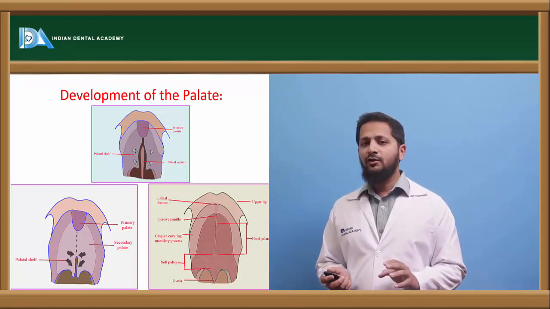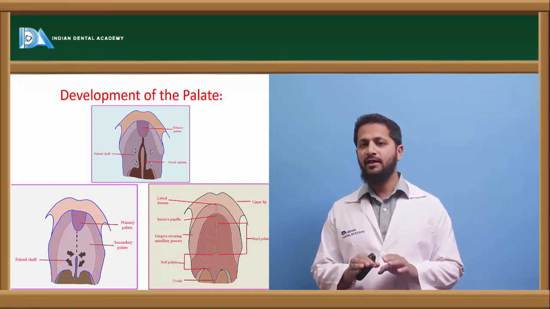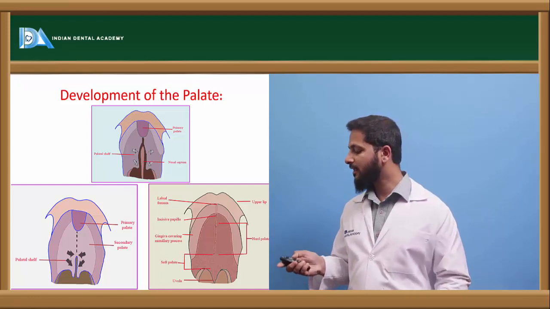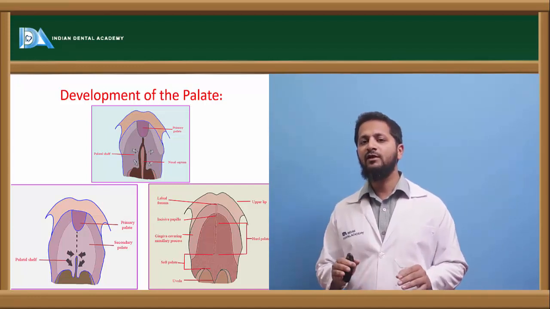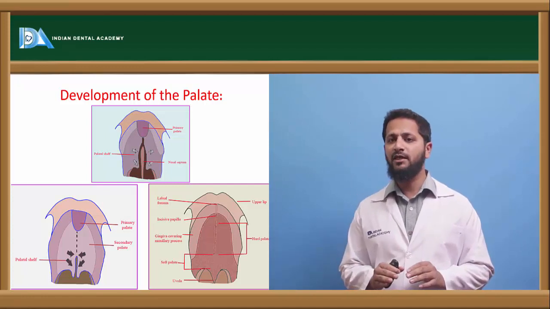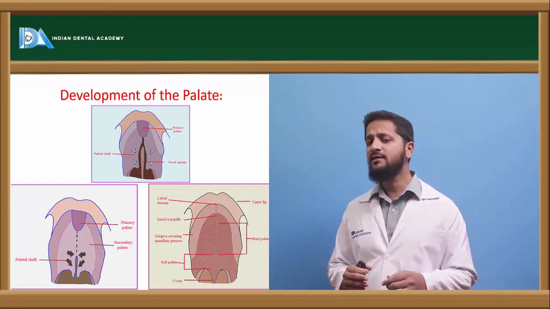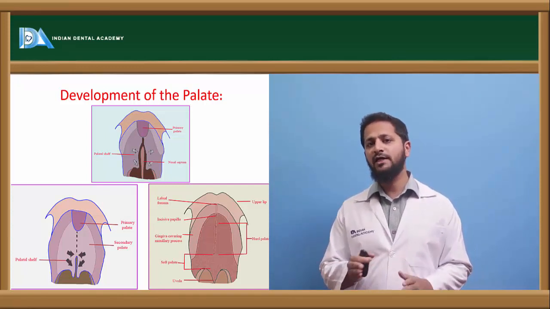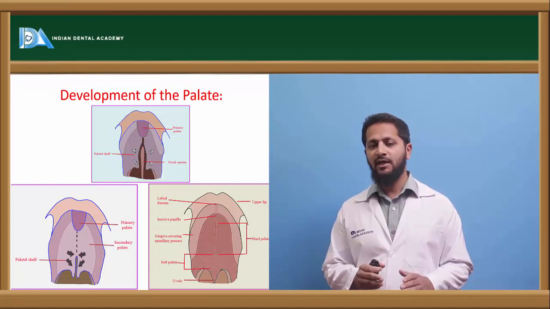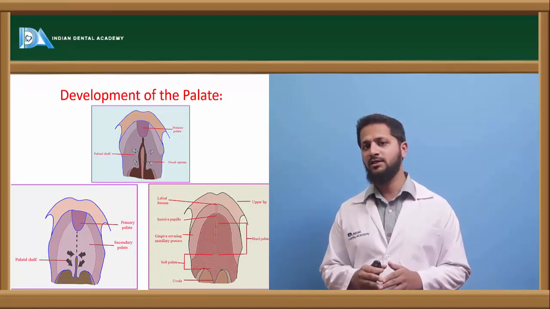By about the 7th week of intrauterine life, the palatal shelves start growing towards each other in a medial direction. But because of the presence of the tongue, the movement of the palatal shelves medially is prevented, and they start growing vertically downwards. Then, at around the 7th week of intrauterine life, there is a sudden transformation in the growth of the palatal shelves. They were growing vertically downwards, and now they start growing medially towards each other.